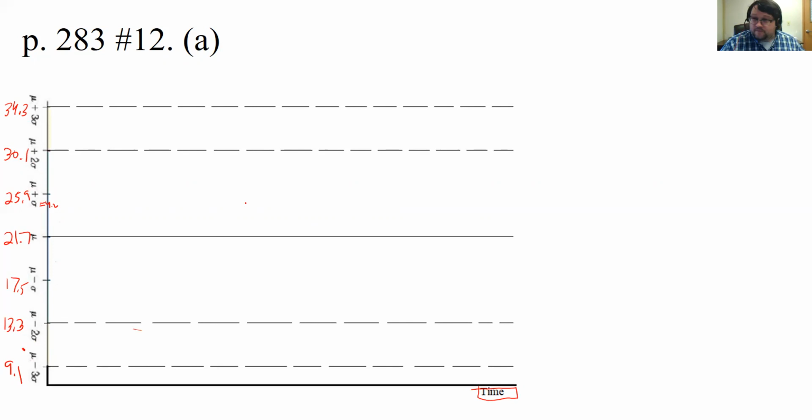So here we go. On this table, we've got 10 days. So 1, 2, 3, 4, 5, 6, 8, 9, 10. I could have spread this out a little bit more, I guess. So on day 1, we were at 25.